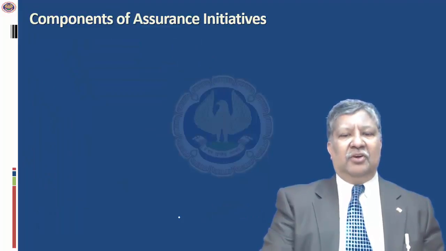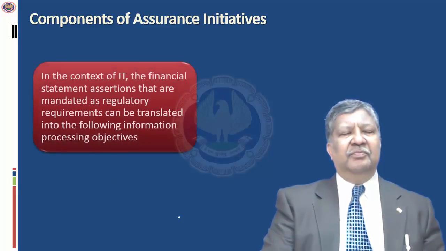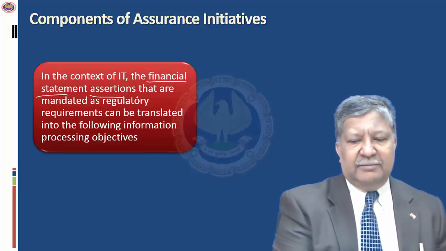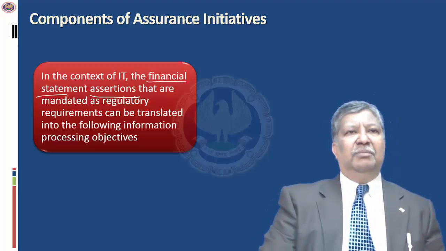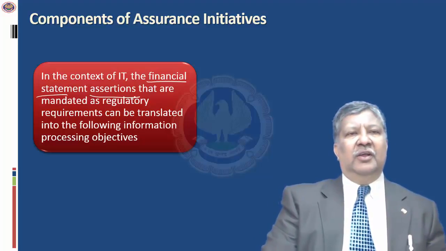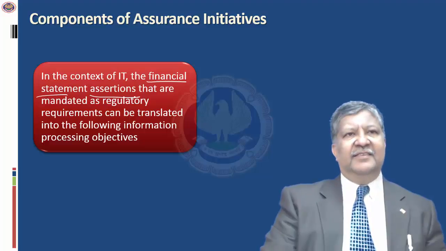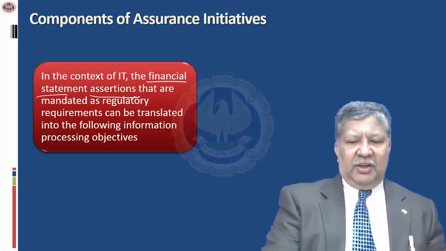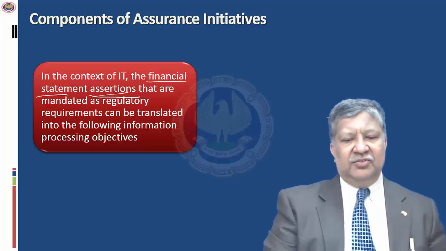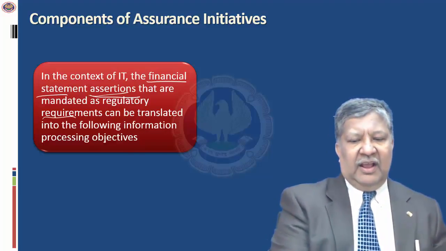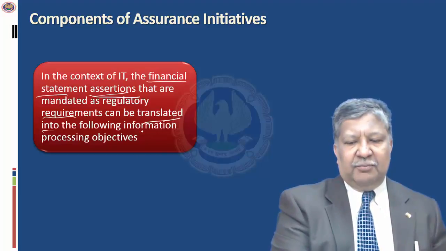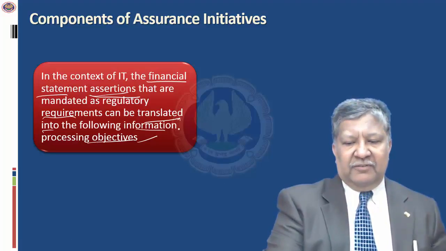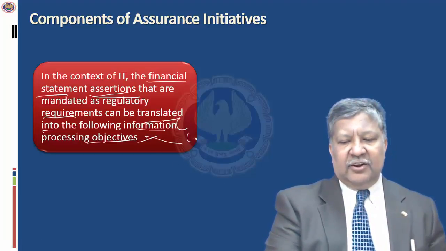Now let's look at the components of an IS assurance initiative. For example, if you look at a financial statement audit, you'll have a set of financial statement assertions which could be pertaining to completeness, which could be pertaining to cutoff, it could be pertaining to valuation or existence check, or you're looking at validation or disclosure or transparency. You decide what are the list of financial statement assertions which are mandated as per the regulatory requirements, and these need to be translated into specific processing objectives, which means controls you need to evaluate. For example, you need to verify completeness. You need to verify the cutoff.